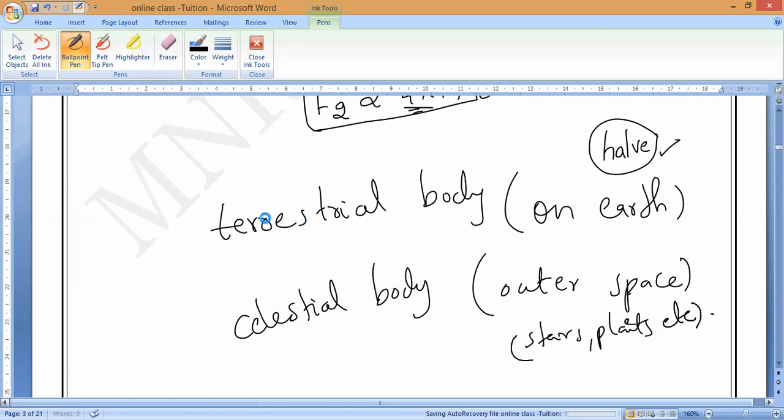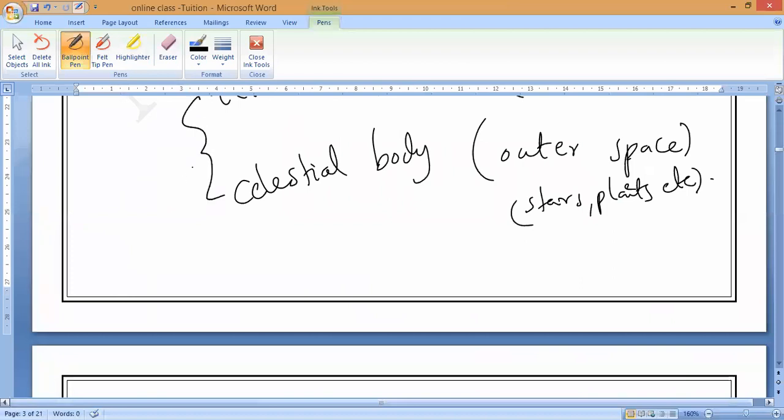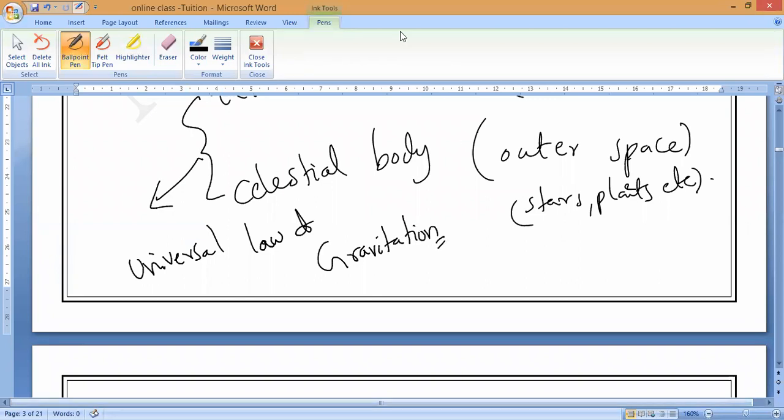That is why we call this the universal law of gravitation. Understand?